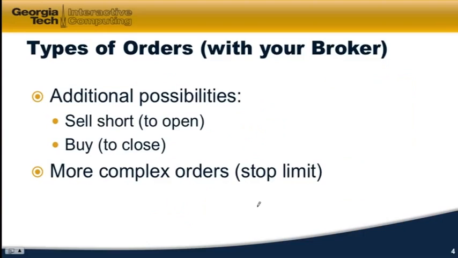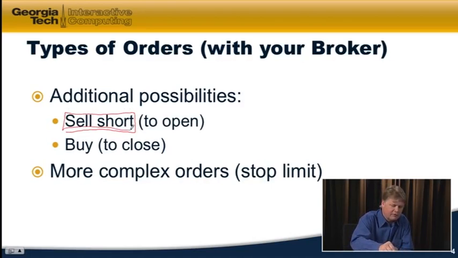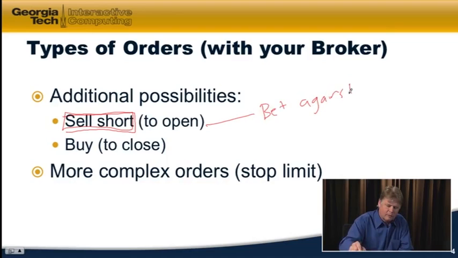Okay, one thing I want to say is that the exchange only accepts these very basic types of orders: buy, sell, market, and limit. As you may be aware, there are many more complex types of trades that can occur, and your broker is the key to making those happen. One very important type of trade is called selling short. Selling short is a bet against a stock. It means you think it's going to go down. I'll explain the details about how that works in just a minute.